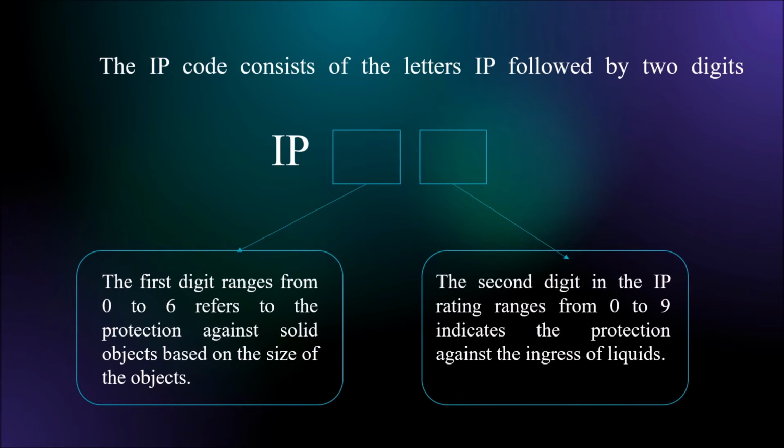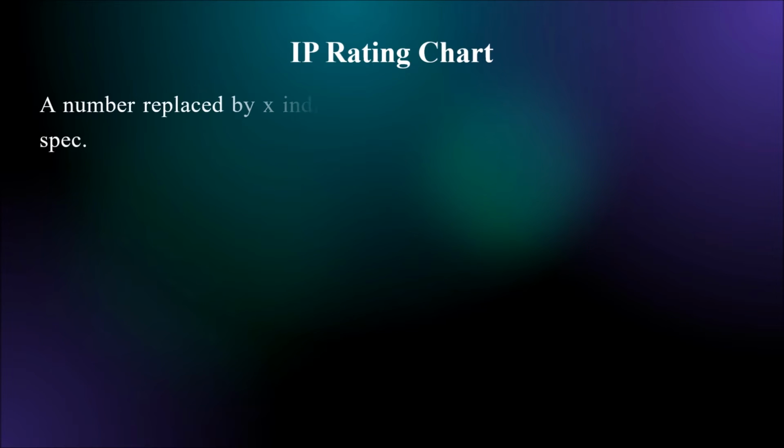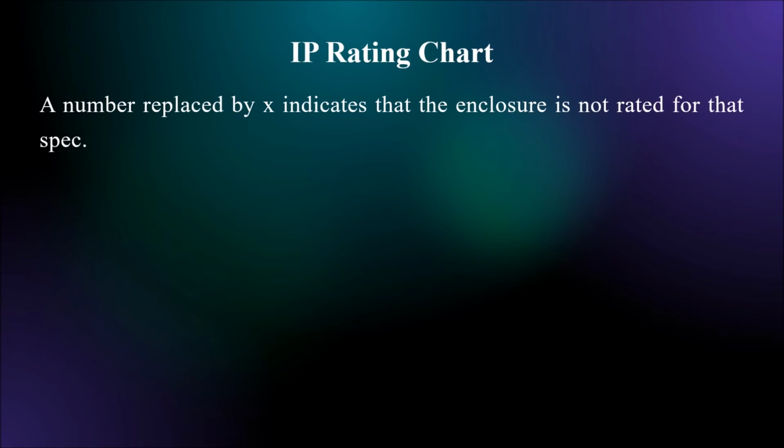The second digit in the IP rating ranges from 0 to 9, indicating the protection against the incursion of liquids. The two primary criteria for determining the protection against liquids are the quantity of the liquid and the direction of its approach towards the enclosure. As the number increases, protection from liquid incursion increases. IP rating chart: a number replaced by X indicates that the enclosure is not rated for that spec.